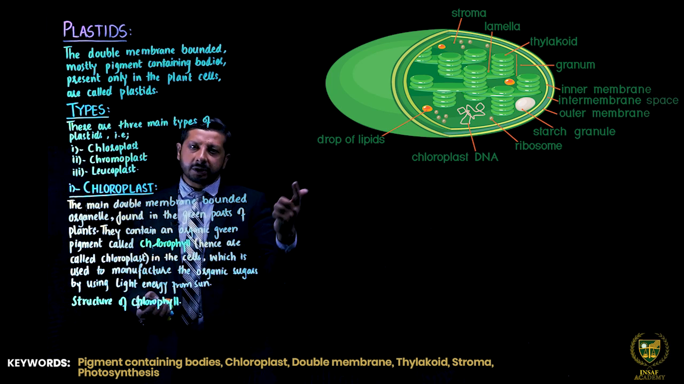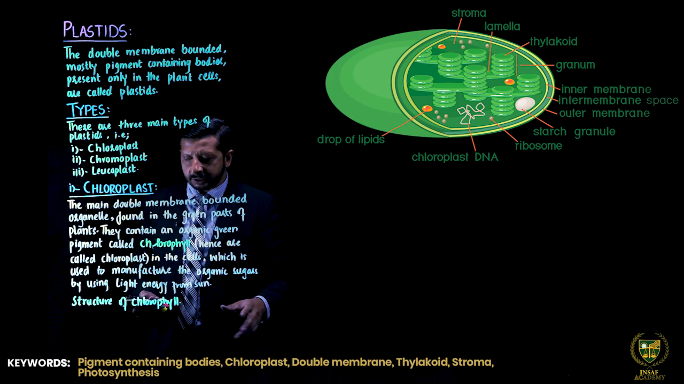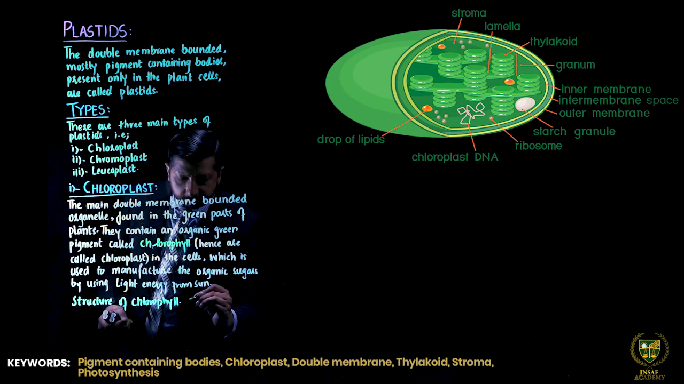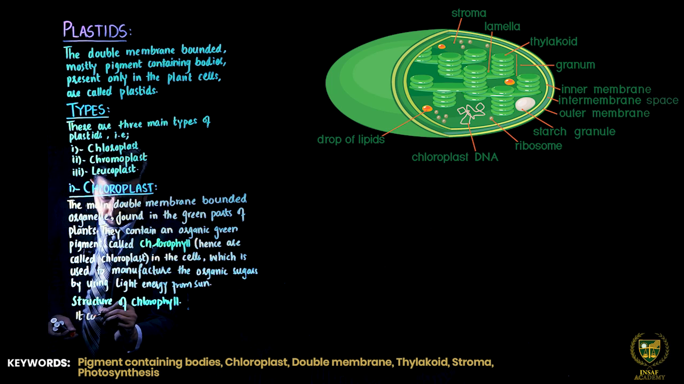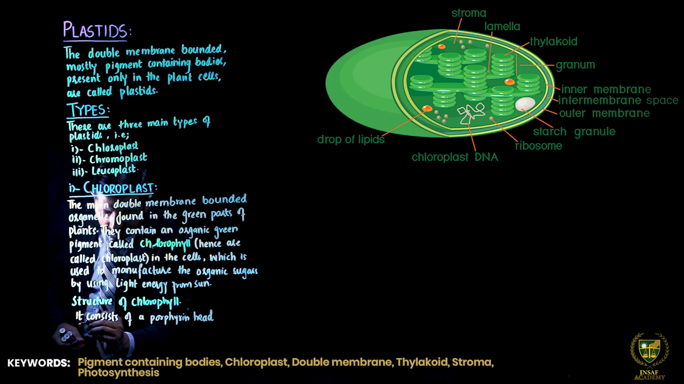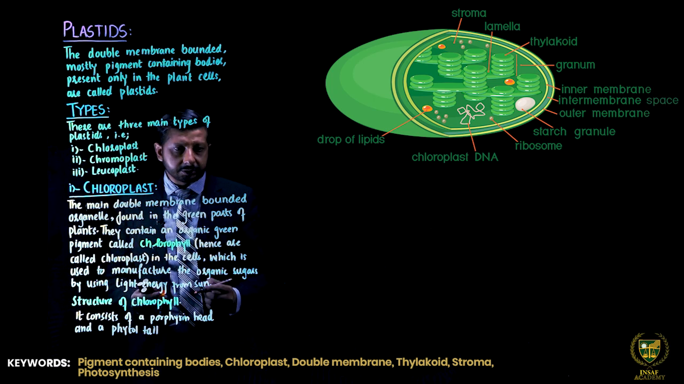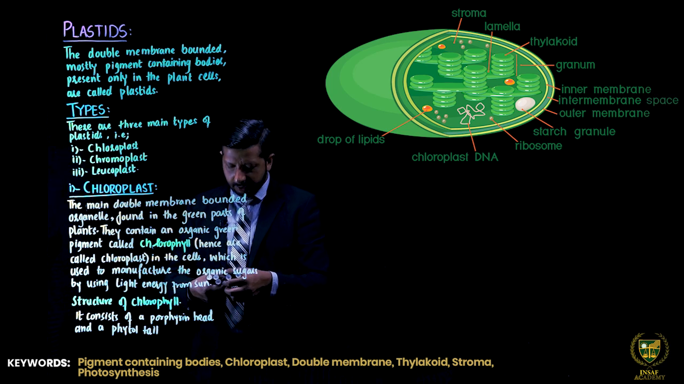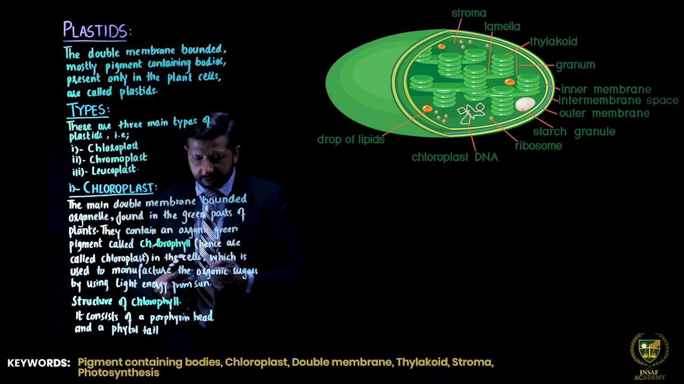Clear? Its detailed structure is given there. Inshallah, we will study it in detail in chapter number 11. So as far as the structure is concerned, it consists of a porphyrin head and a phytol tail. Clear? That is its structure. I will just draw a dummy of it, because we will study its structure in detail in chapter number 11. It is just a dummy, in order to clear the concepts.